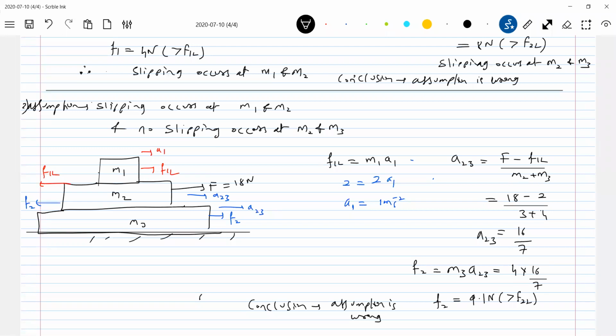Shall I tell you one thing? Whenever you get a block upon a block, first you should calculate the limiting friction. Once you get limiting friction, then you just assume a situation. But don't assume something like M1 will move towards left and M2 will move up. Assume practically possible things. You need common sense.